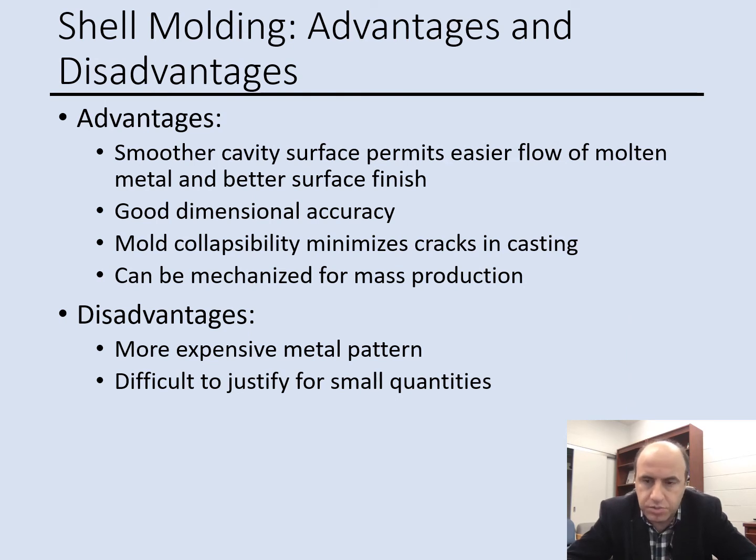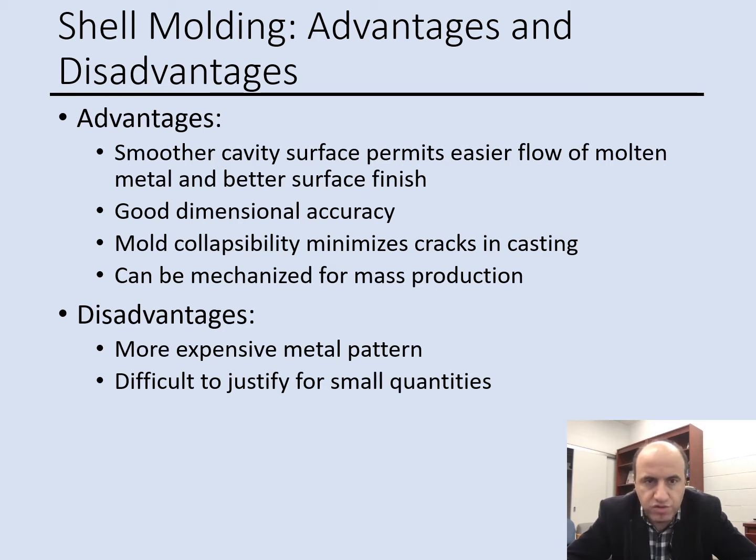Shell molding, like other casting processes, has its own advantages and disadvantages. Here are some of them. First, let's look at the advantages. We have a smoother cavity surface, which permits easier flow of the molten metal, and it gives you a better surface finish. The next one is good dimensional accuracy. So once the part is done, the as-cast part requires less machining. The next point is mold collapsibility minimizes cracks in the casting, and it can be mechanized for mass production.